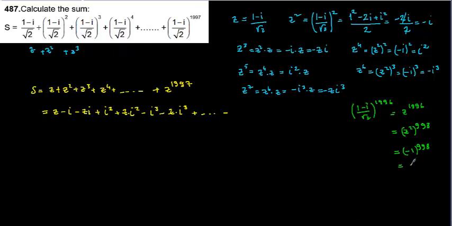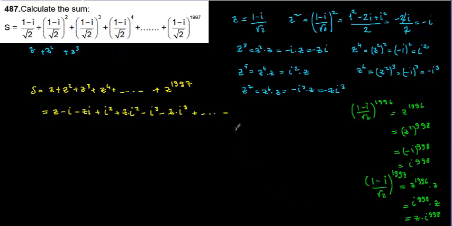So it's equal to i to the power of 998. That's the last term. Then 1 minus i over root 2 to the power of 1997 is equal to z to the power of 1996 times z, which is equal to i to the power of 998 times z, or z times i to the power of 998.